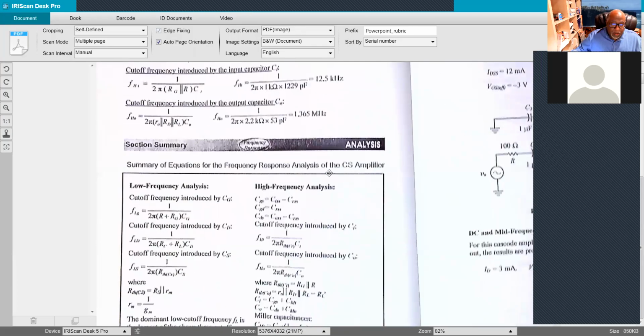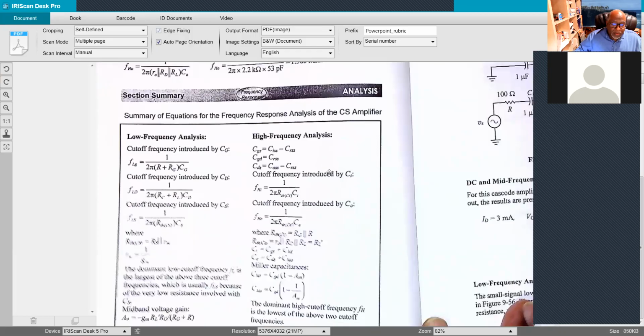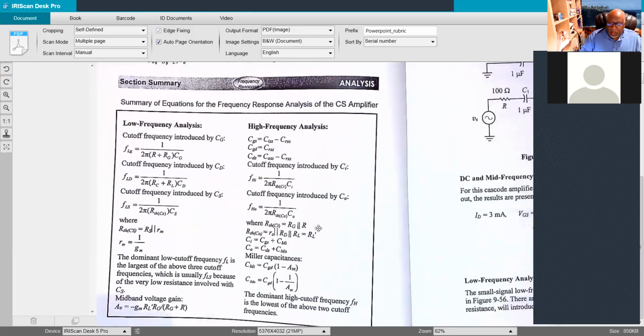And so here, for your MOSFET device, or your common source amplifier, are all the equations you need to calculate your low frequency pole response and your high frequency pole response. And for the high frequency analysis, you're going to need to have access to these device parameters or the data sheet.